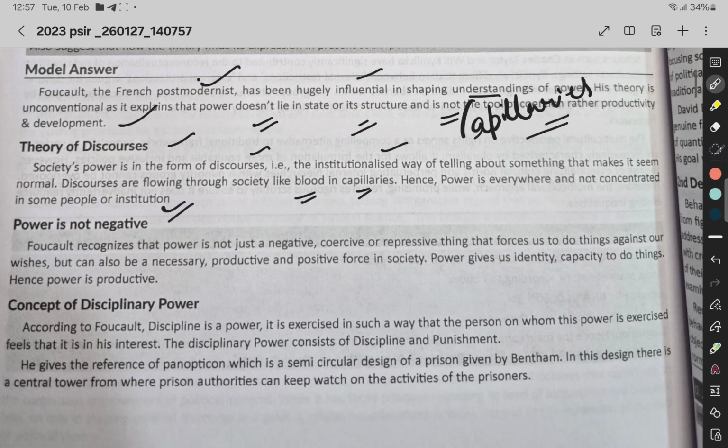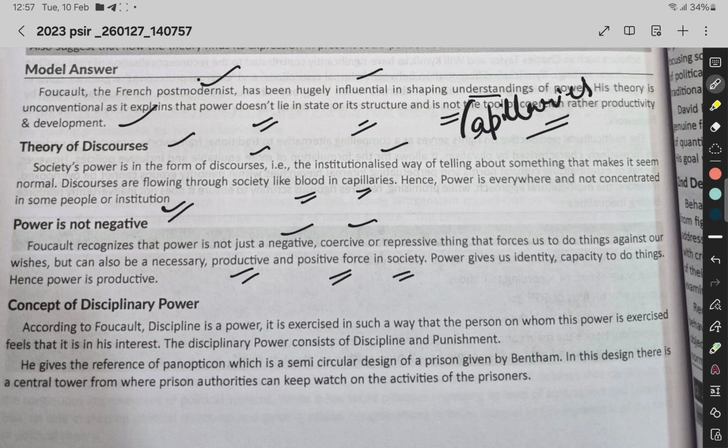Power is not negative. Foucault recognized that power is not just a negative, coercive, or repressive thing that forces us to do things against our wishes, but can also be a necessary, productive, and positive force in society. Power gives us identity and the capacity to do things. Hence, power is productive.